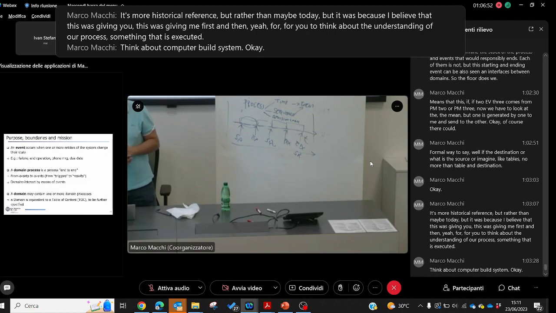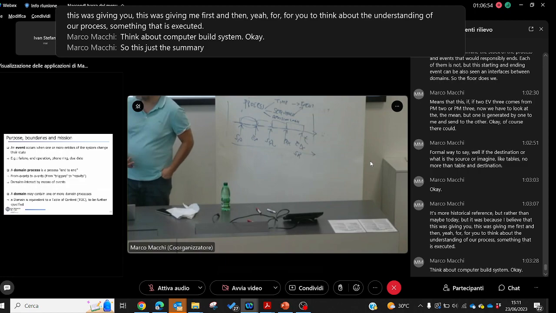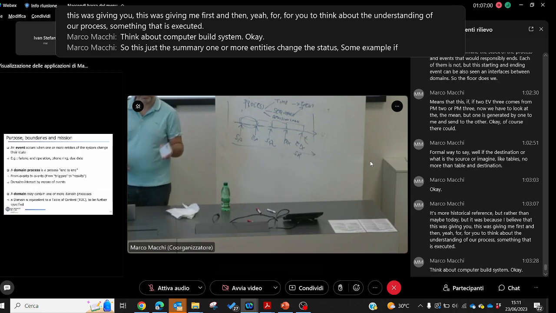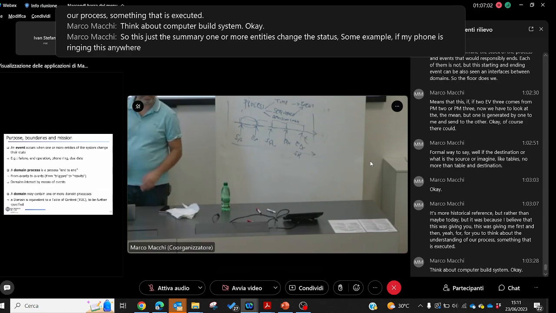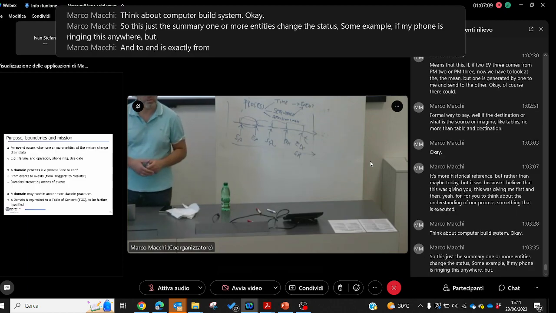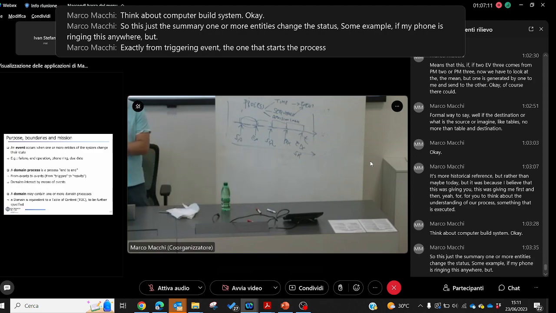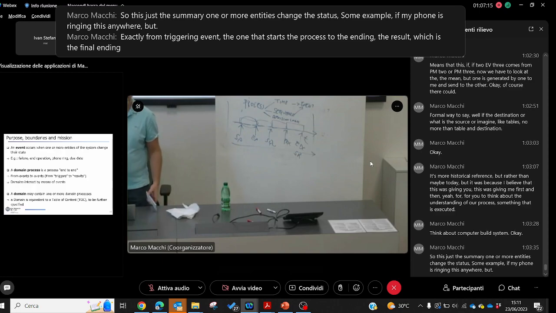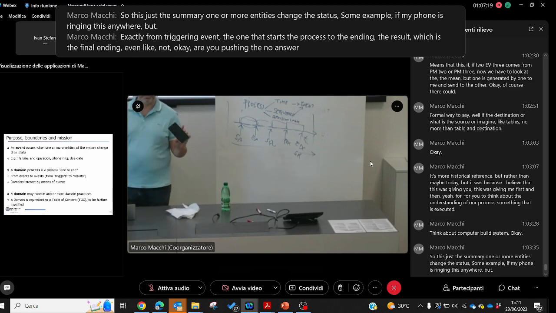So this is just a summary. An event occurs when one or more entities change status. For example, if my phone is ringing, it is an event, but I can choose not to answer. End to end is exactly from the triggering event, the one that starts the process, to the ending result, which is the final ending. Even if I push the no-answer button, it's the end of it.